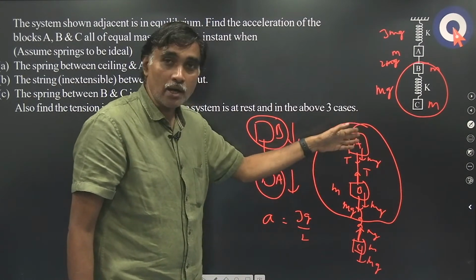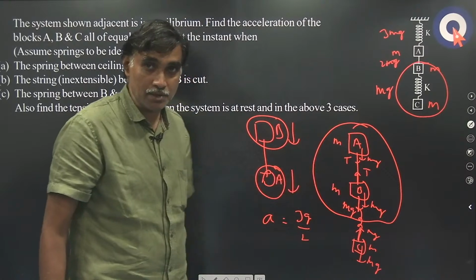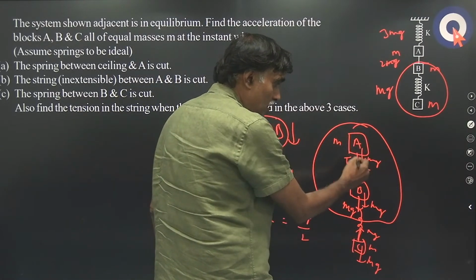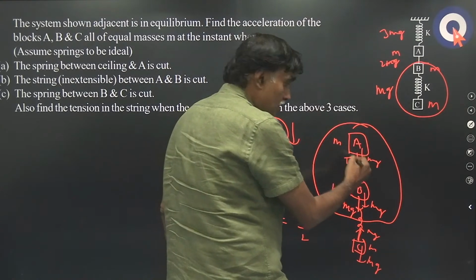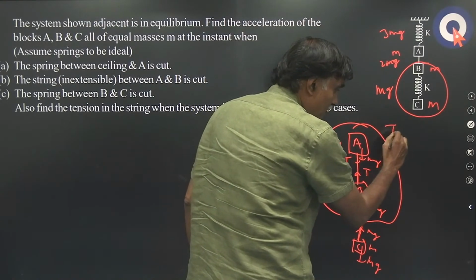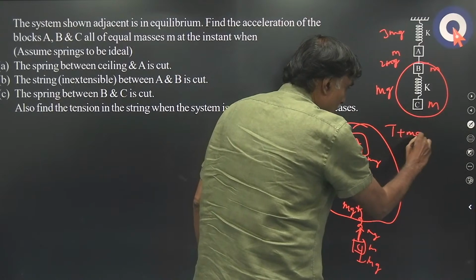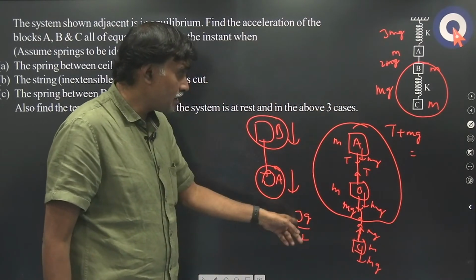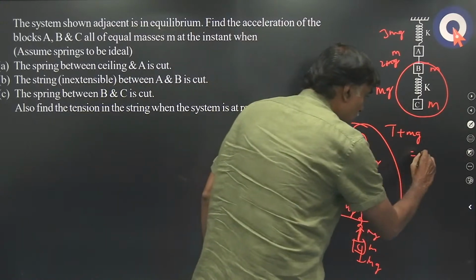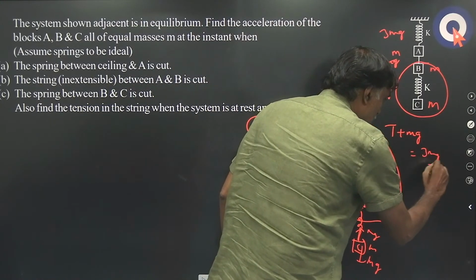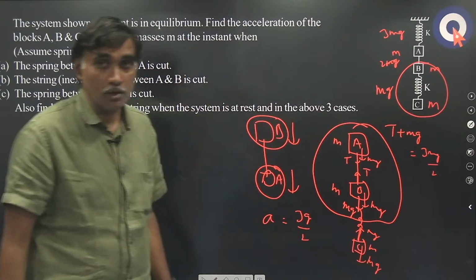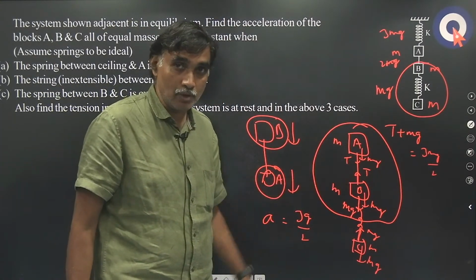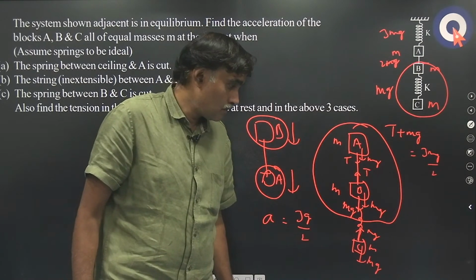Now how do you find tension in this string? Take any one block, either A or B, and write down force equation. If I take A, what are the forces acting now? mg downwards, T downwards. So what is the force equation I will get? T plus mg equal to ma. What is a? 3g by 2. So 3 mg by 2. So what is tension I will get? mg by 2. Tension is mg by 2. So what is tension in this string? It is mg by 2. Followed? Any doubt?